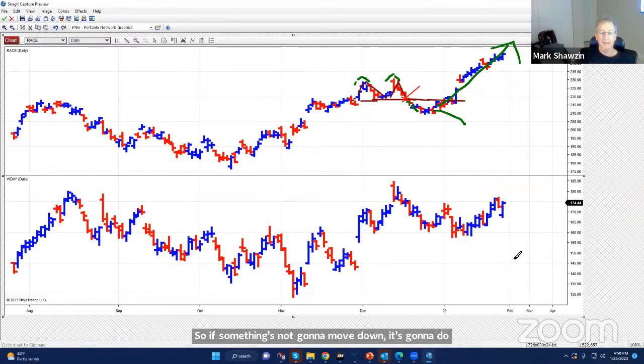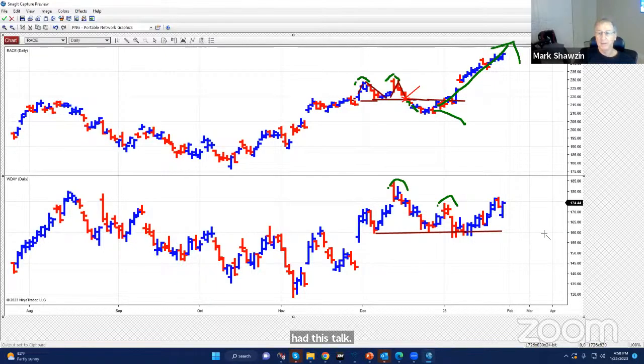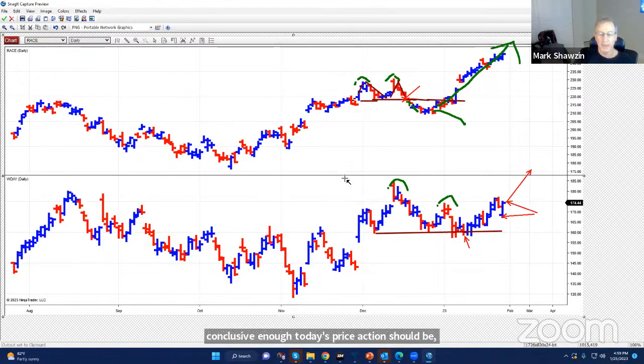Now, I think Workday looks like the same thing, where you had this top, you break this neckline by a hair, and now you're right back up here. Now you've got all these price reversals here pointing in the direction it wants to go. And if that wasn't conclusive enough, today's price action should be, where now you have a key reversal in the direction of the trend. So this is what you look for. You don't have to be all confused and mystified by the market action.